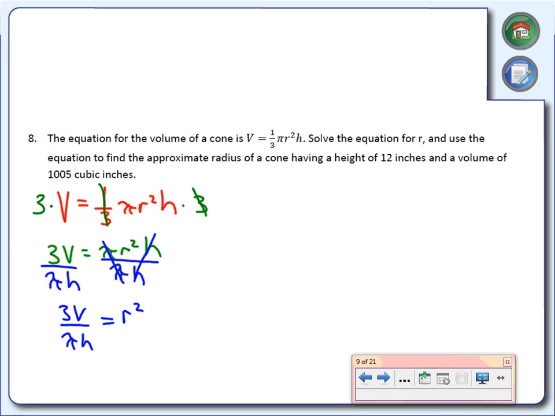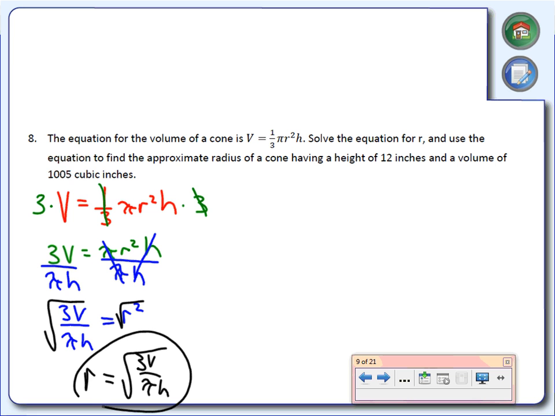I'm almost done. I want r by itself. So what's the opposite of squaring? Square root. So we're going to square root both sides. This way we have the r all by itself. And now we have r equals the square root of 3V all over pi h. So there's the first part. That's the equation they want. That right there will get you partial credit.